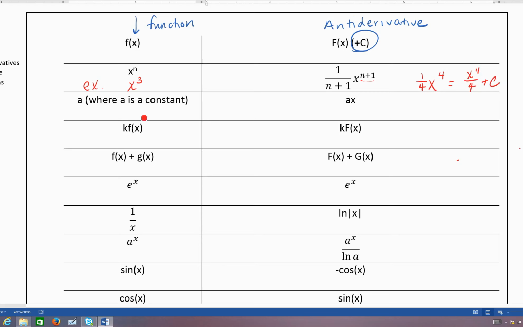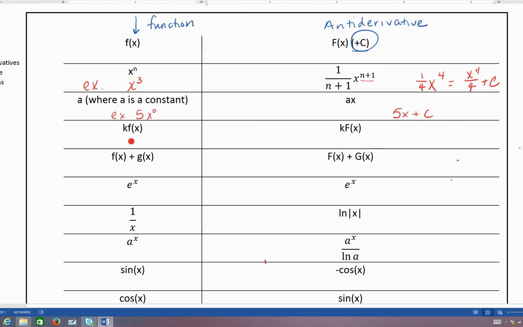If you just have a, where a is a constant, for example 5, the thing that gives us a derivative of 5 is 5x. So we'd have 5x plus c. If you just have a constant, the antiderivative of it is that constant times x plus c. You can think of this as 5x to the 0, because x to the 0 is just equal to 1. So we're saying raise that power to 1 and divide by 1.